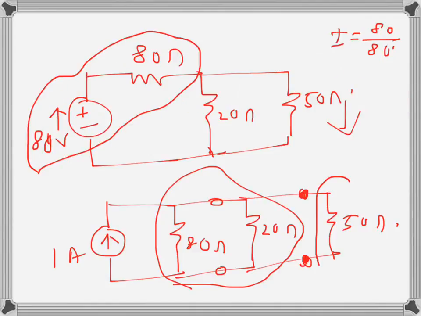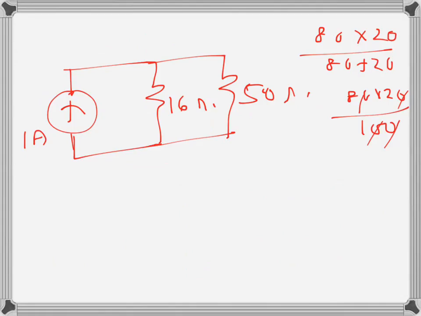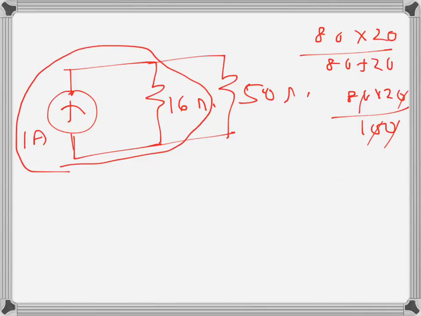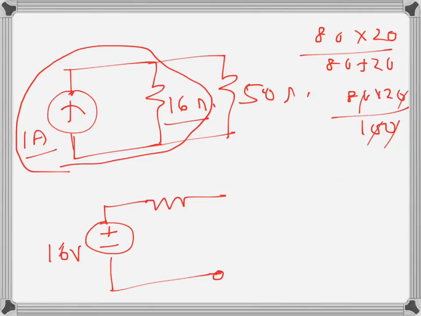Now I can again convert this part. This is a current source and a parallel resistance, so I can convert it into a voltage source and a series resistance, and I will do that. Again the voltage polarity will be like that, and 16 times 1 will be the voltage, 16 volts, and the resistance will be 16 ohms. It will come in series, so this is the converted part. This is 16 ohms, and this is the resistance that we are interested in.